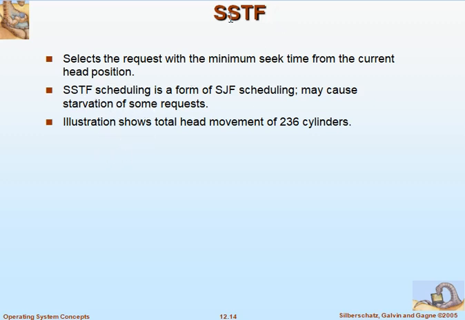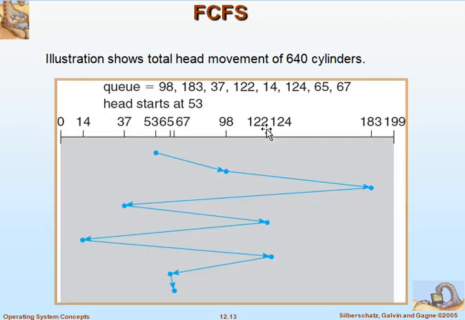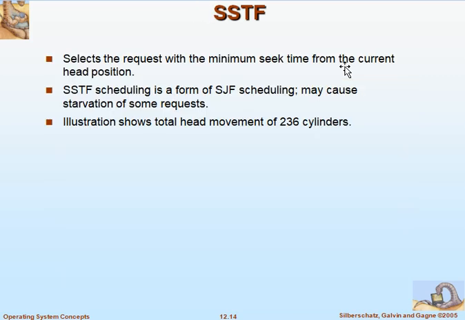In case of SSTF, the illustration shows a total head movement of 236 cylinders. In the earlier FCFS, how many head movements did we have? 640 cylinders. Now you can see it has been reduced to 236 cylinders. Definitely SSTF seems to be better than the FCFS algorithm.